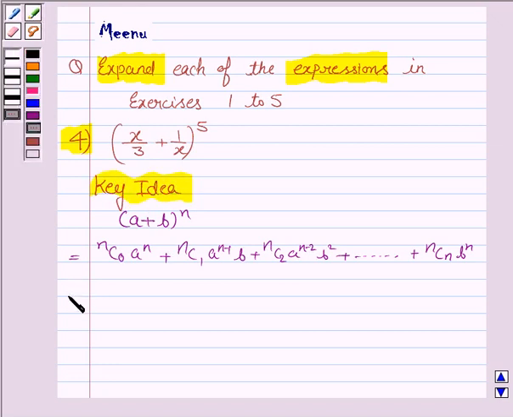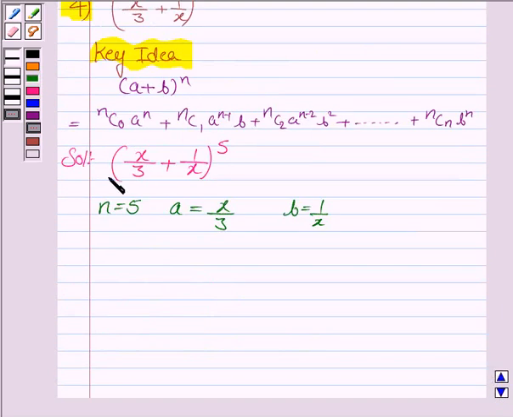Let us now move on to the solution. The given expression is (x/3 + 1/x) to the power 5, which is in the form (a + b) to the power n, where n is 5, a is x/3 and b is 1/x. Now we expand this using the expansion of (a + b) to the power n.